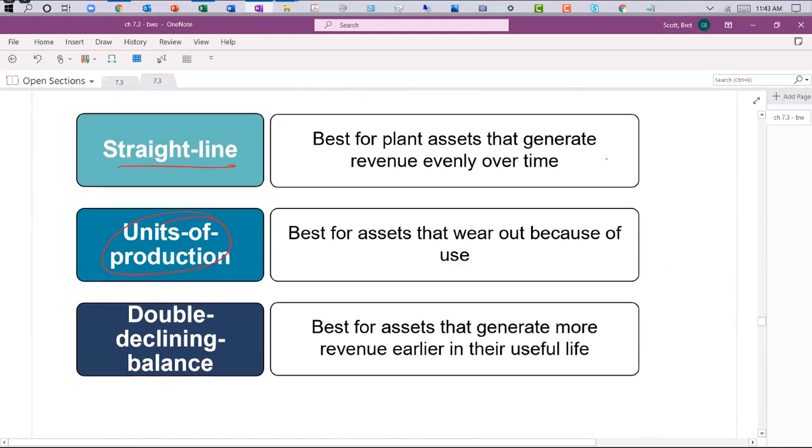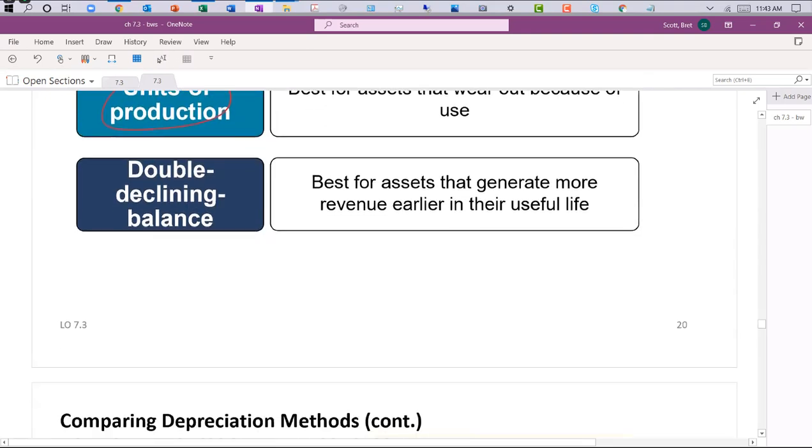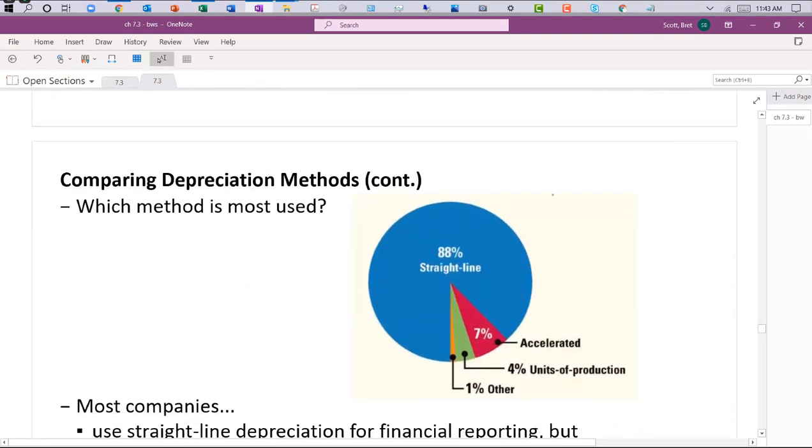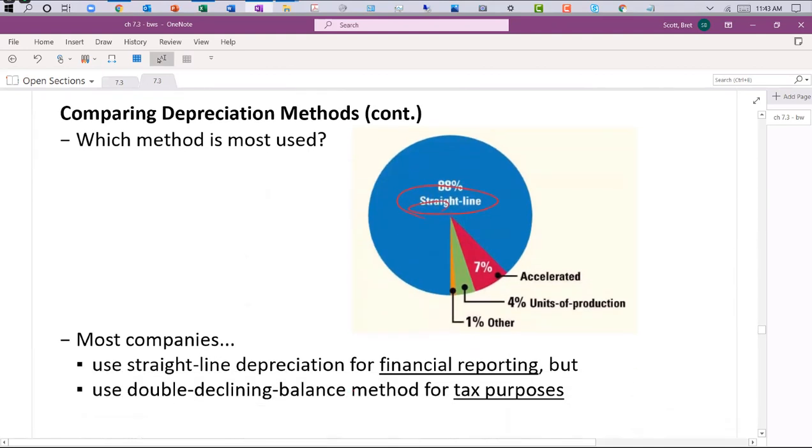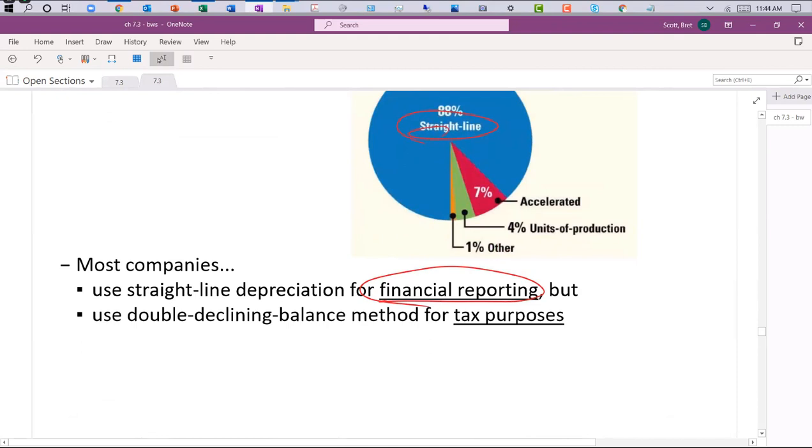But these are just some of the different criteria. And I think the most important thing to realize is most companies use straight line. And the reason why is just because it's simple. It's simple and it's predictable, and financial analysts and investors like predictability. They like to know what next year's expense is going to be for depreciation. They don't want any changes or variability.